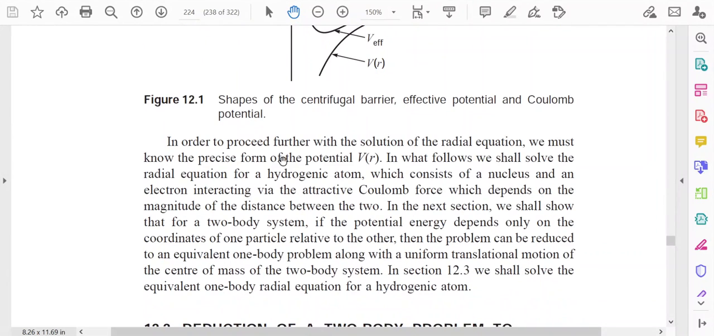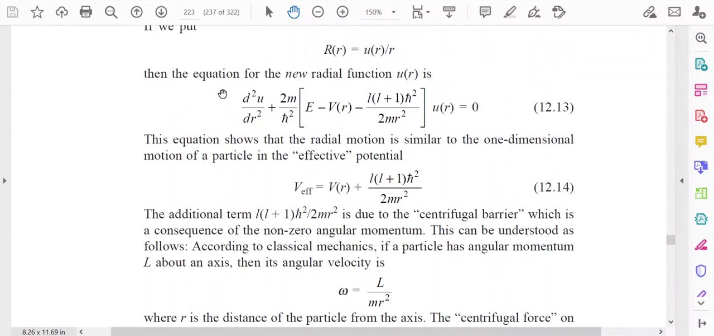Now, in order to proceed further with the solution of the radial equation, we must know the precise form of the potential V(r). We have already established the form of the radial equation. This is the form of the radial equation. If we want to solve the radial equation, we have to know the exact form of the potential V(r). If we know the exact expression of the potential V(r), then we can easily solve this radial equation.